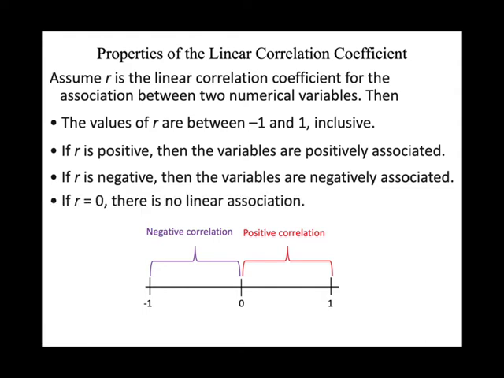If R equals 0, that means there is no linear association. Okay, no linear correlation. But keep in mind that even if you find your R equals 0, you can only conclude that there's no linear association. You can't say there's no correlation, because we may have some other patterns on the scatterplot. We may have some other kinds of correlation. It's just not the linear one.